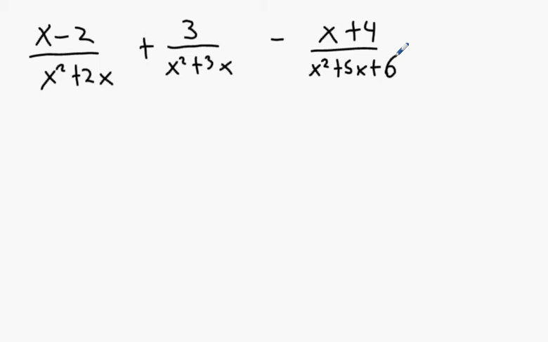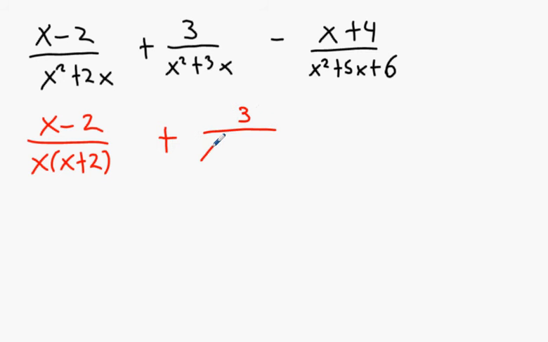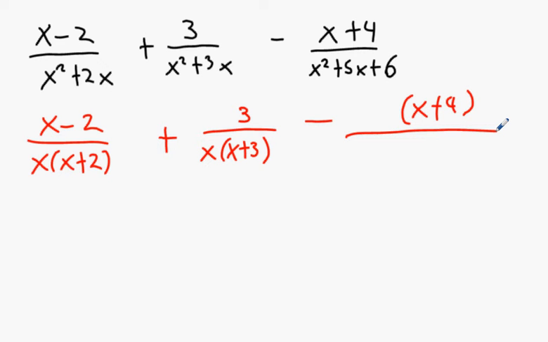So we get x minus 2 all over x bracket x plus 2, plus 3 over bracket x plus 3, and finally the last one, minus bracket x plus 4. Just put in a bracket because everything on the top is going to be multiplied by the minus. Factorize the bottom. The reference number is 6, which means it's x plus 3 by x plus 2. Okay, stop there.